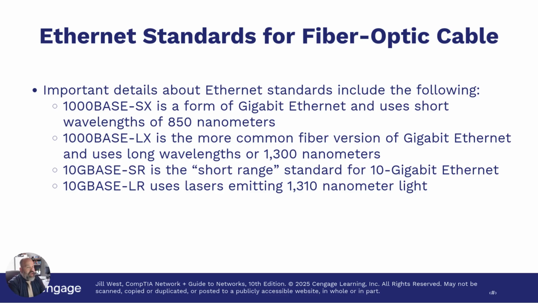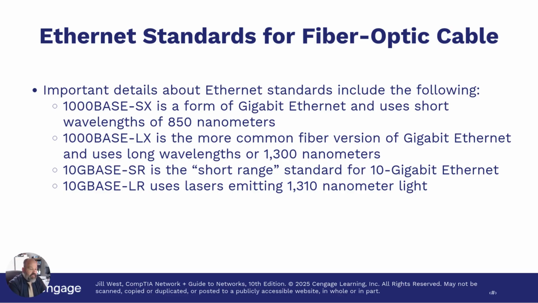So here's a look at the key fiber Ethernet standards. We have 1000 base SX, which uses short wavelengths, about 850 nanometers, and that's for gigabit Ethernet, kind of like the short range option. You have 1000 base LX, which is more common and uses longer wavelengths, at 1300 nanometers. And this is used for greater distances.